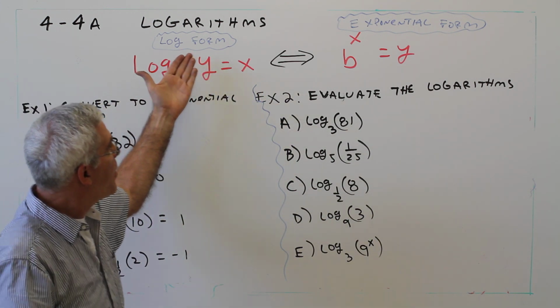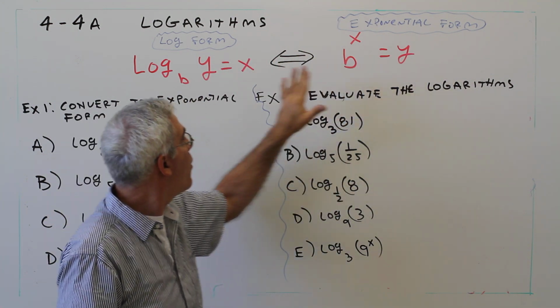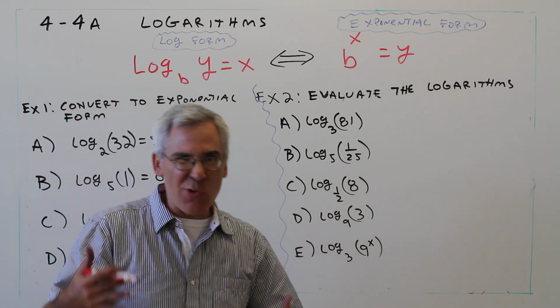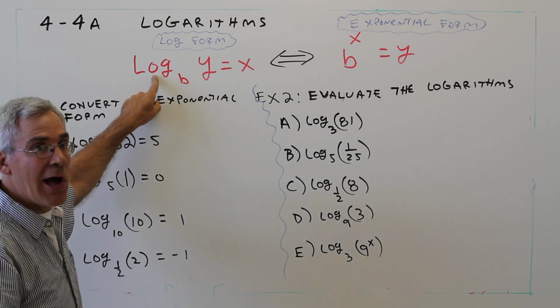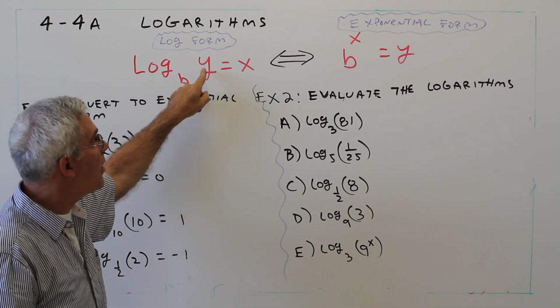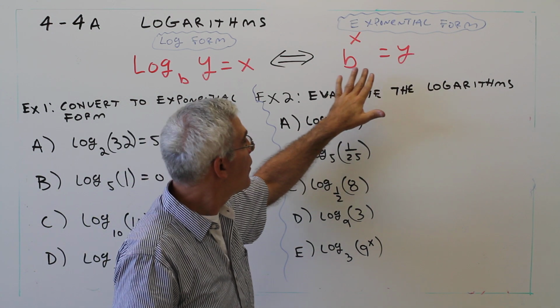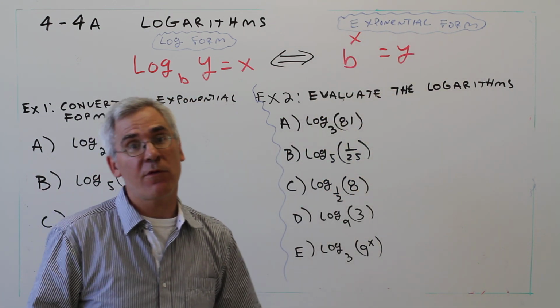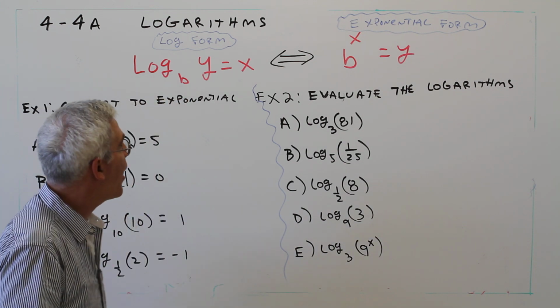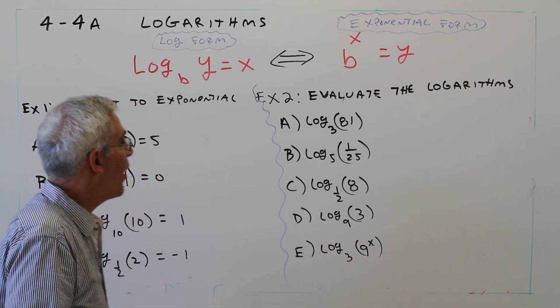We've got logarithmic form and exponential form. Most students are familiar with the exponential form. Logarithmic form is new and confusing. This is read log base b of y equals x. That's analogous to b to the x equals y. So these two forms are interchangeable. And a lot of times we'll be trying to get to this form to solve and evaluate problems.